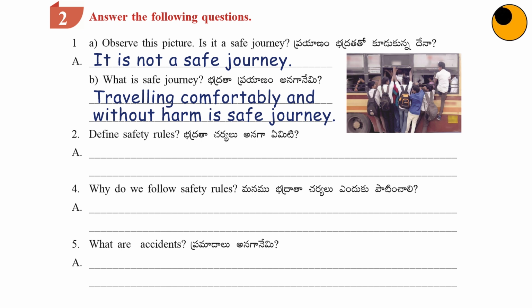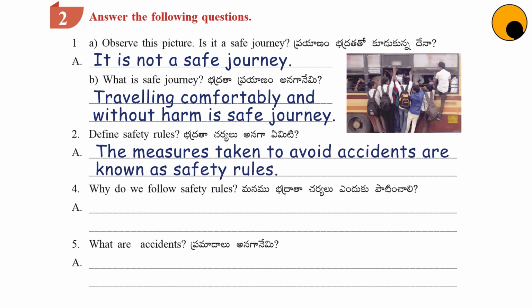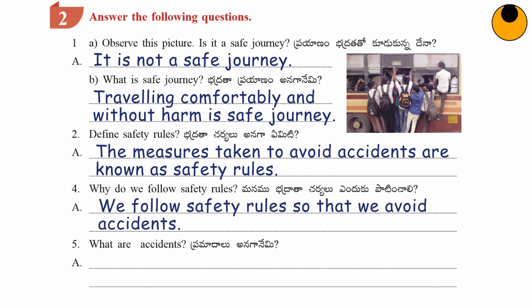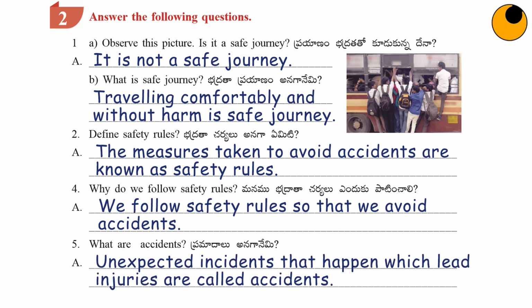Define safety rules. The measures taken to avoid accidents are known as safety rules. Why do we follow safety rules? We follow safety rules so that we avoid accidents. What are accidents? Unexpected incidents that happen which lead to injuries are called accidents.